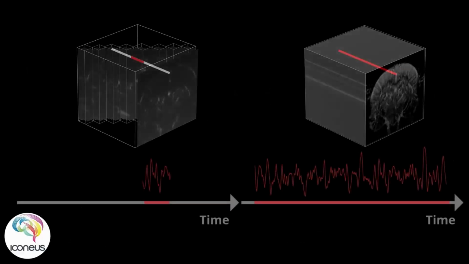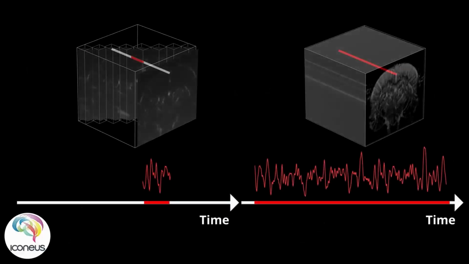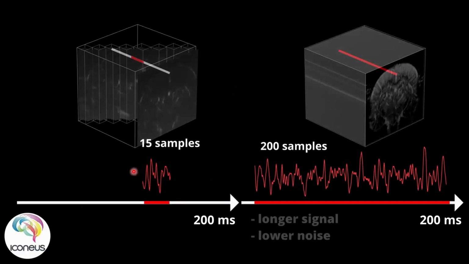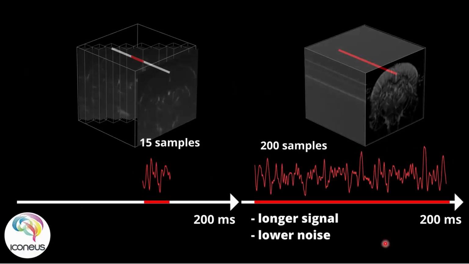And over a period of 200 milliseconds, conventional Doppler ultrasound collects only 15 samples against the 200 samples collected with functional ultrasound. And these longer signals allow us to use powerful processing pipelines and to obtain much lower noise and therefore a much better sensitivity.